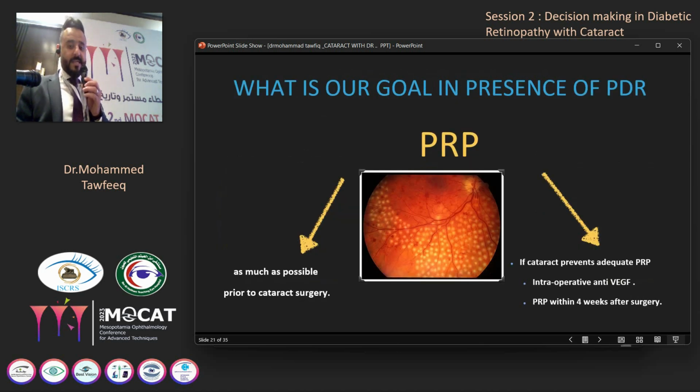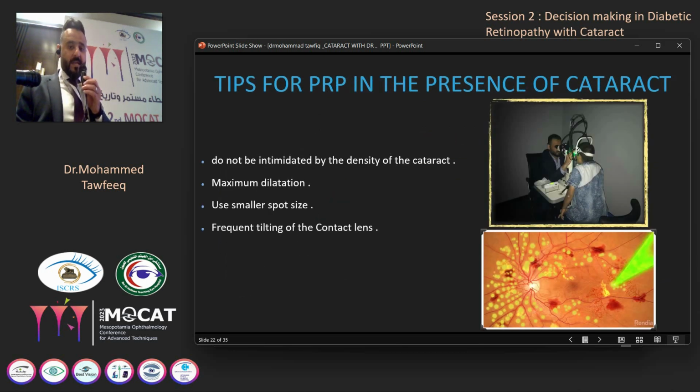So in these cases, as much as possible, go for PRP prior to cataract surgery. If cataract prevents adequate PRP, in these cases ممكن أنطي anti-VEGF راح يسوي لي covering the first 2-3 weeks after the surgery, and I go for PRP after 4 weeks. التيبس اند تريكس فور ذا بي ار بي.